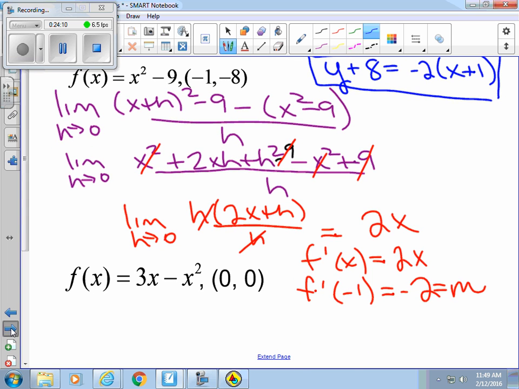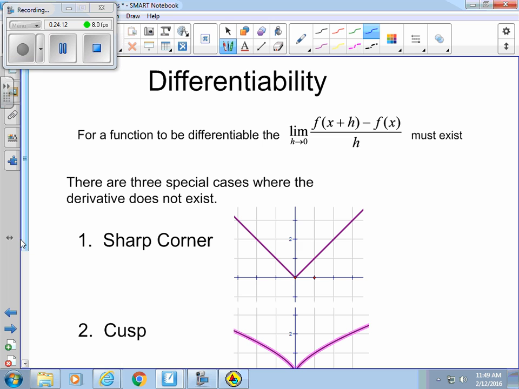I'm going to skip that one for a moment, and I'm going to talk about differentiability. You've seen this question come up on some AP problems, and I always answered it for you, said it is or isn't. Well, let's talk about it. For a function to be differentiable, that limit has to exist. As you can imagine, not all limits exist. A derivative is a limit. There's a chance it doesn't exist. So we need to look at when it may or may not exist.